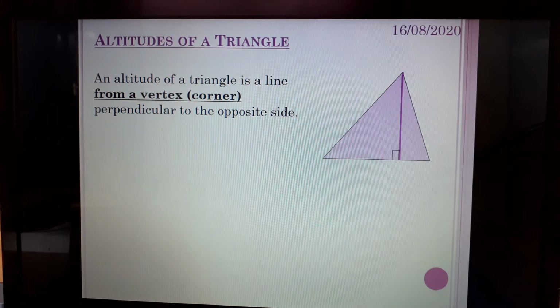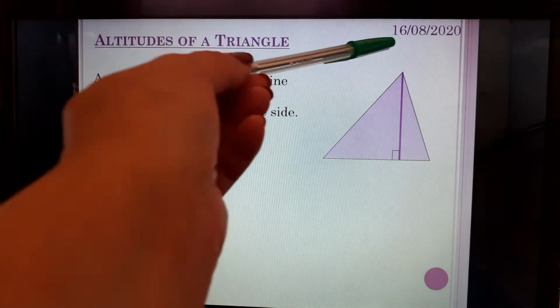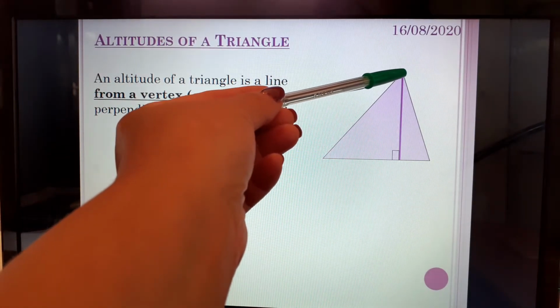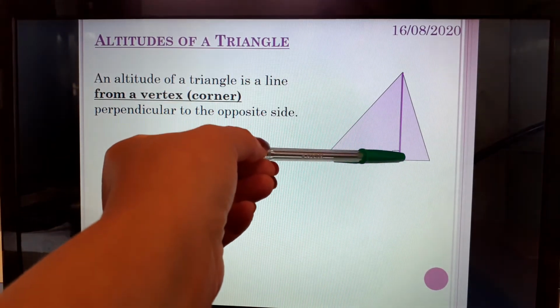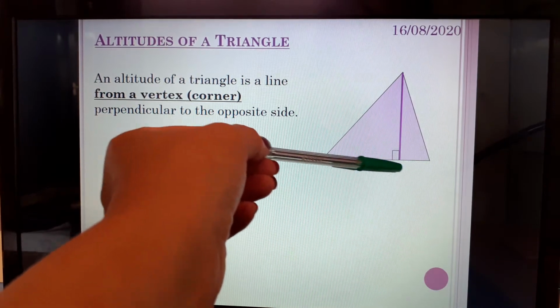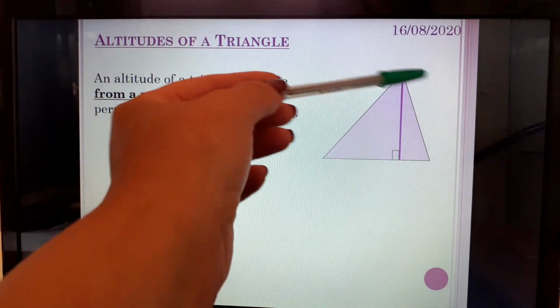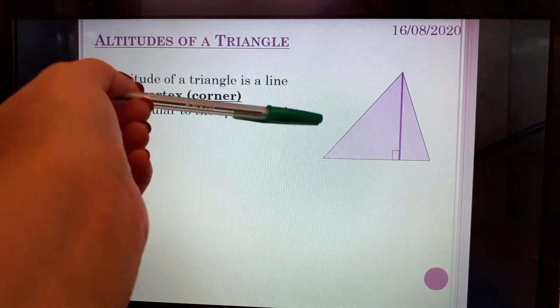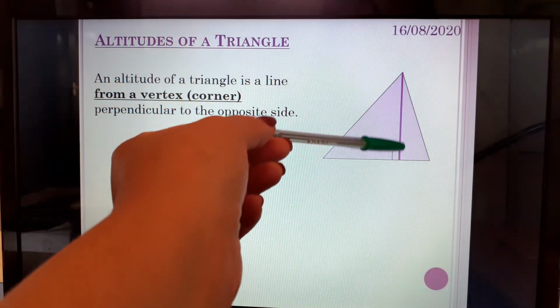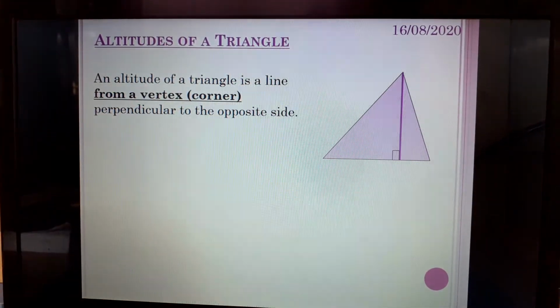So here's an example of an altitude. So this is an altitude that comes from this corner up here, this vertex up here, and it meets the opposite side at right angles. The perpendicular bisector was a mixture of a right angle and also a midpoint. This is just one of them. This is just right angle. Okay.